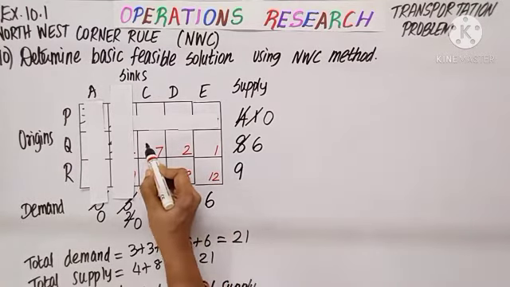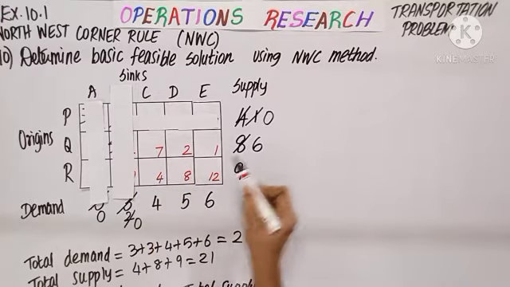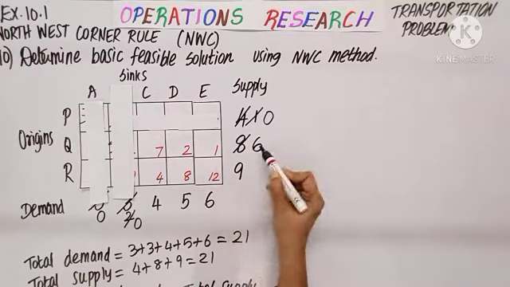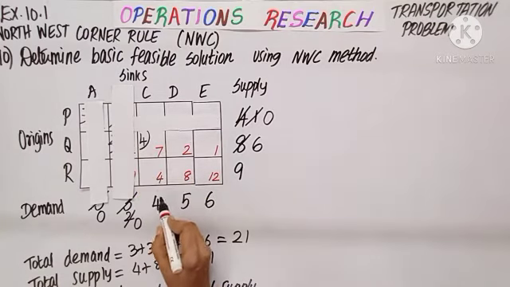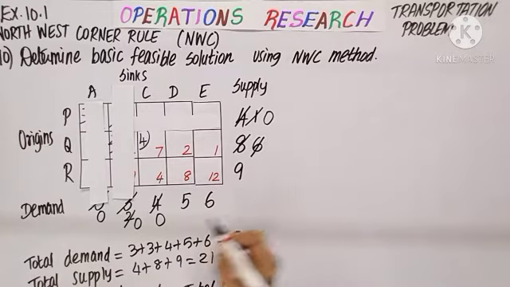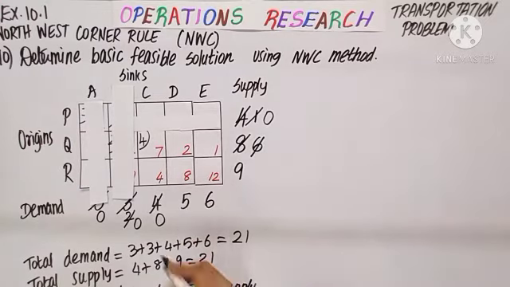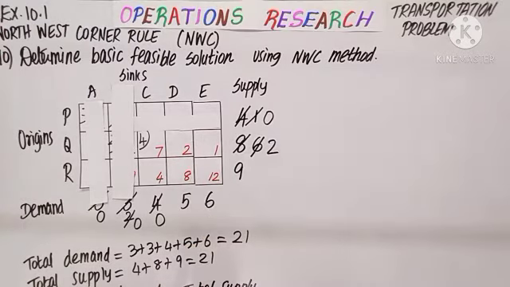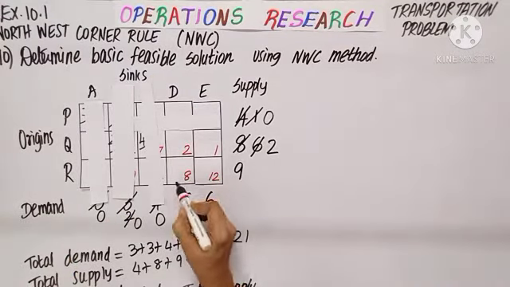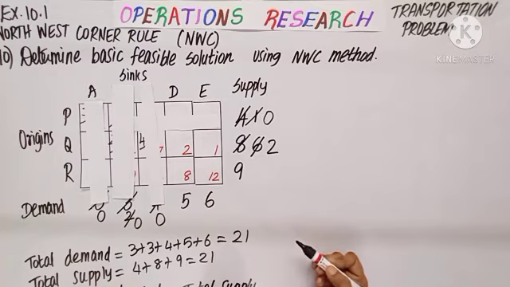Again northwest here, 4 or 6. Minimum number 4. Allocate 4 here. So hide which column also now? Third column, because it has become 0. 6 will become 6 minus 4, that is 2. Now we are left with only these 4 cells.